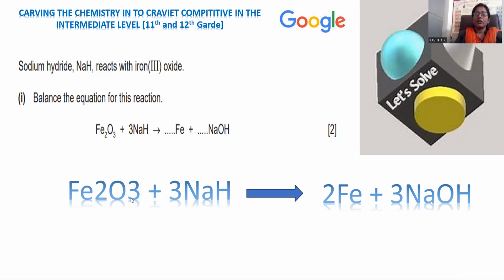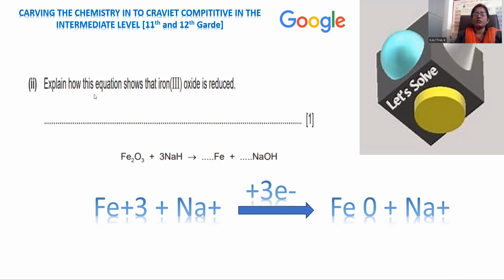Here 3 oxygens are there, so here 3 oxygens are also balanced. If you see, 3 hydrogens are there in the reactant, so those 3 hydrogens, everything got perfectly balanced, so that it is said to be a balanced equation. Fe2O3 plus 3 NaH gives rise to 2 Fe metal and 3 NaOH. This is the way we can answer this question 1.